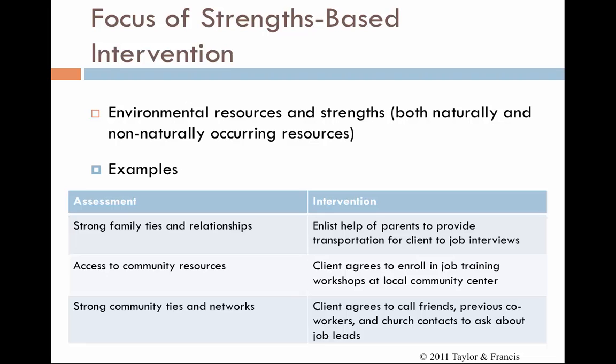So here's just an example of what that might look like. In terms of the assessment piece, you look at this example: wow, this person has strong family ties and relationships. So that's an incredible strength. And as you plan an intervention with the person or family system that you're working with, you would be able to enlist the help of those people, those close relationships and family ties.